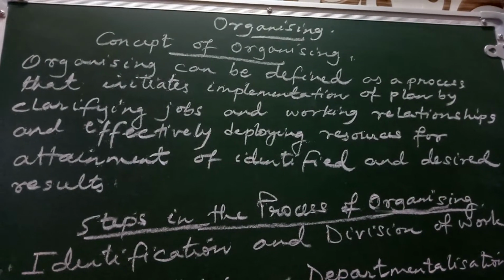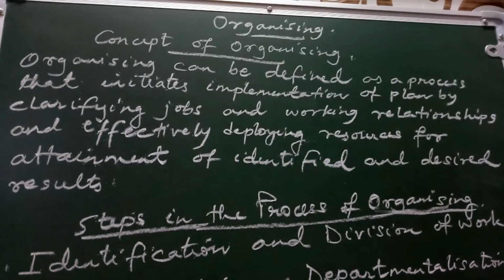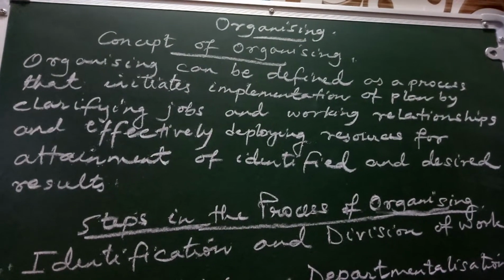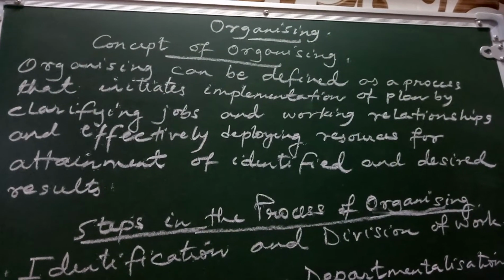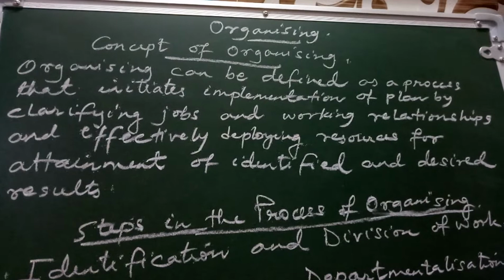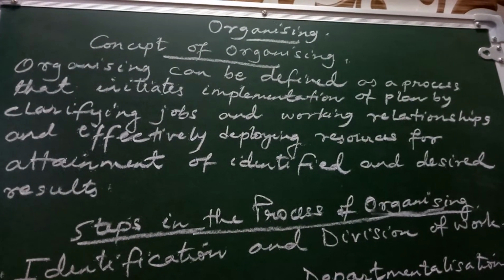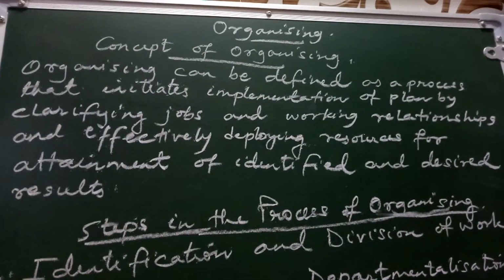How does it help in the implementation of the plans? By clarifying jobs and work relationships: what work has to be done, by whom it has to be done, how much work has to be done, to whom the workers are going to report, and using the resources in a better way so that the organizational goals can be achieved.